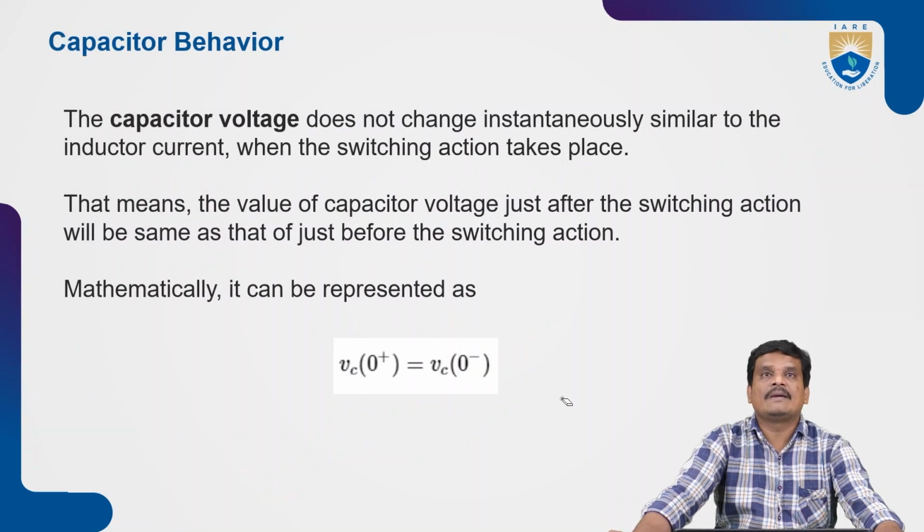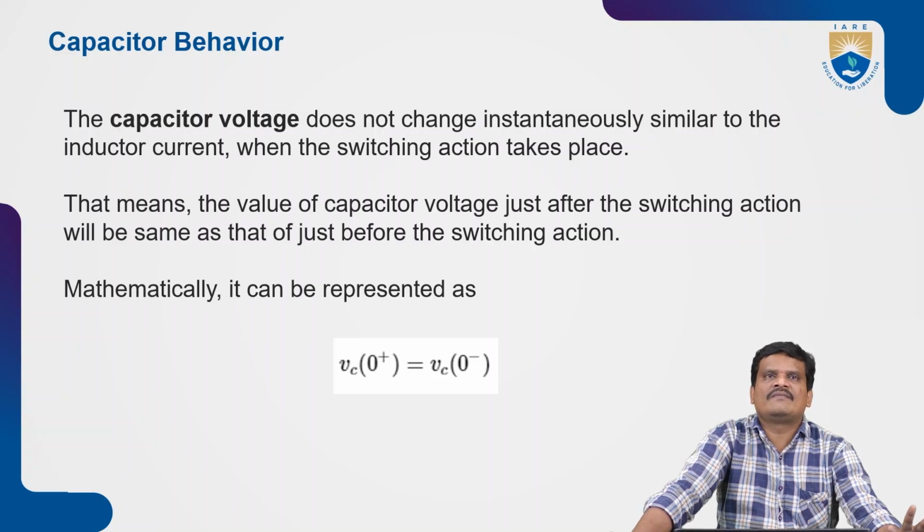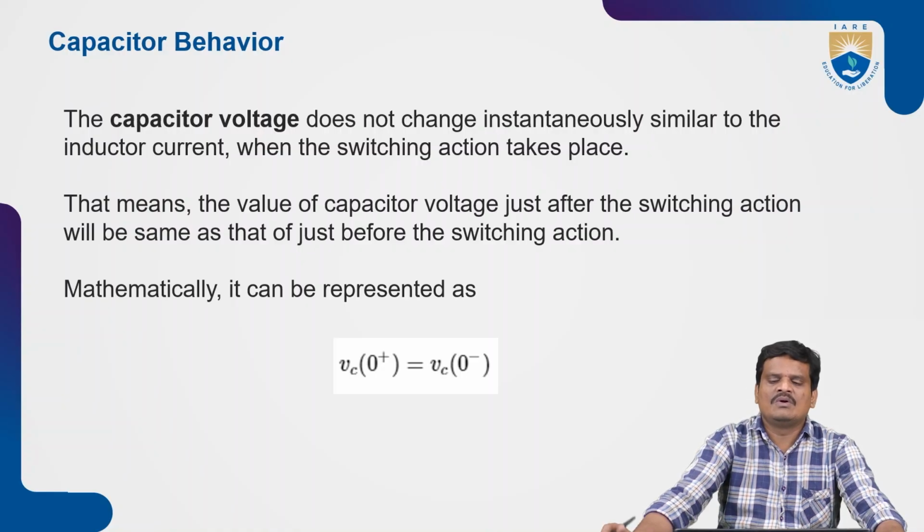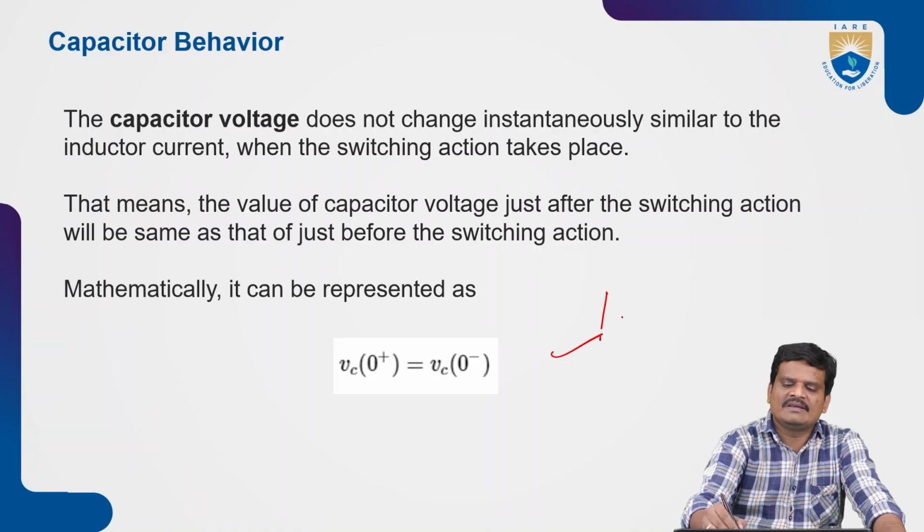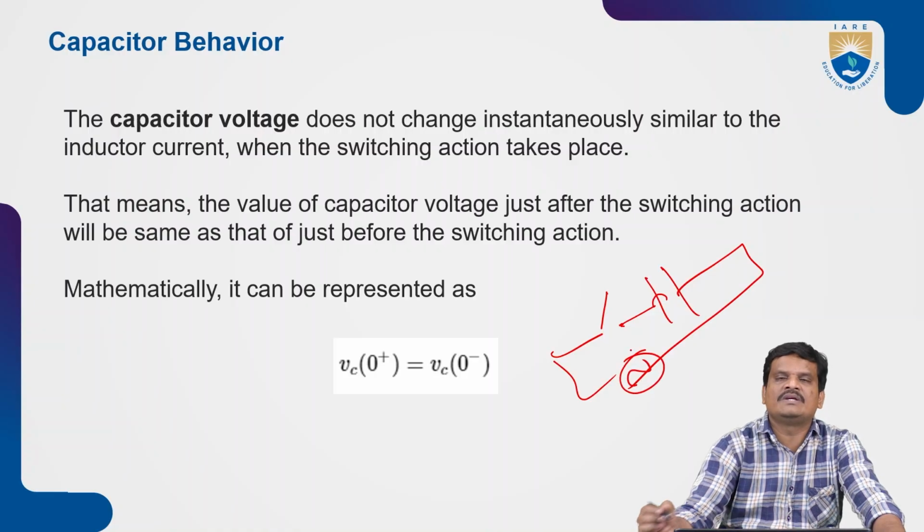Coming to the next slide, capacitor behavior under transient state. Similar to an inductor, a capacitor also has a special property: it opposes the sudden changes in the value of a voltage. Suppose I am taking a switch like this, and a capacitor circuit where I am applying some amount of voltage to it.